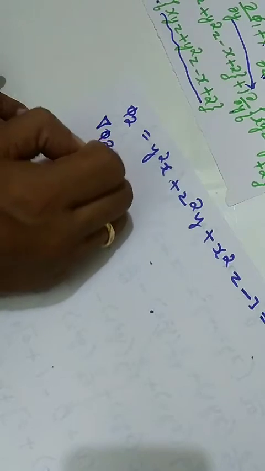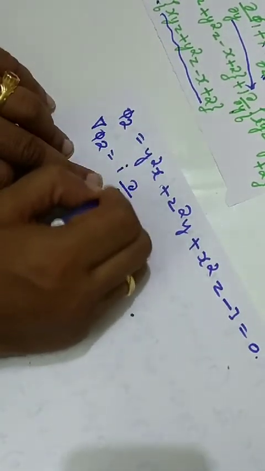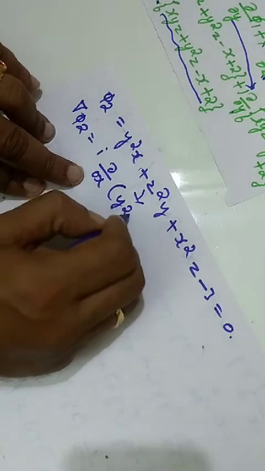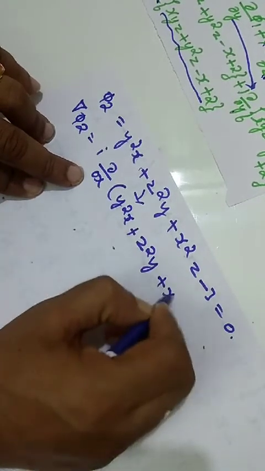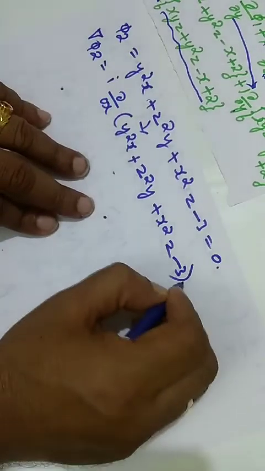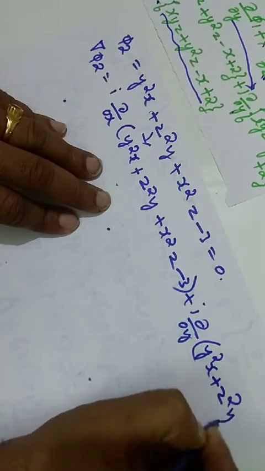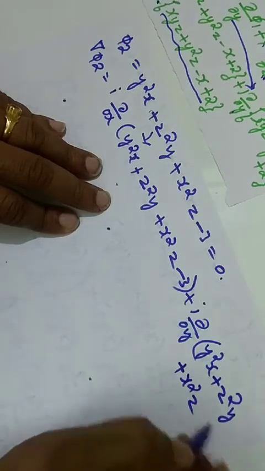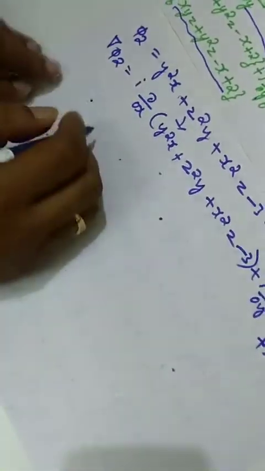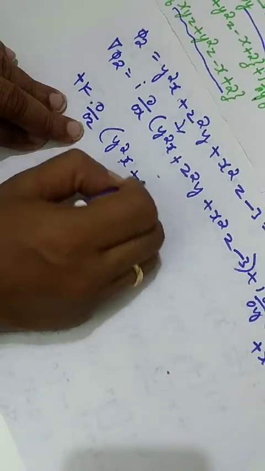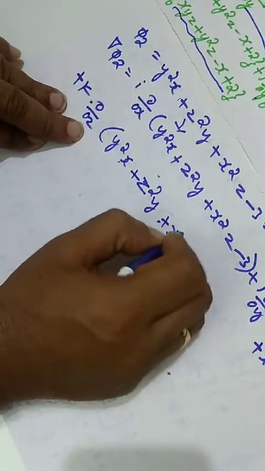Now del phi 2 is equal to i into del by del x of this bracket, y squared x plus z squared y plus x squared z minus 3, plus j into del by del y of y squared x plus z squared y plus x squared z minus 3, plus k into del by del z of y squared x plus z squared y plus x squared z minus 3. So let us differentiate.